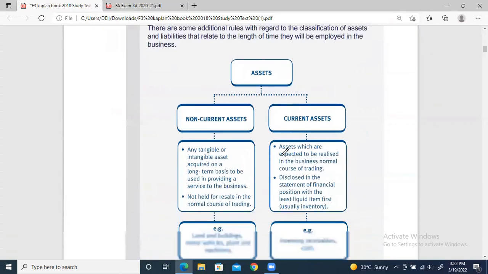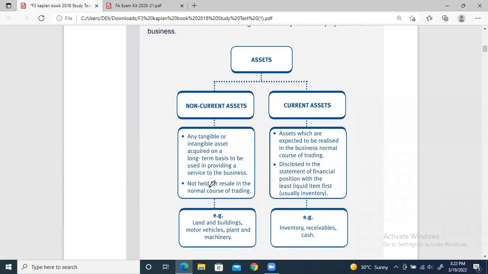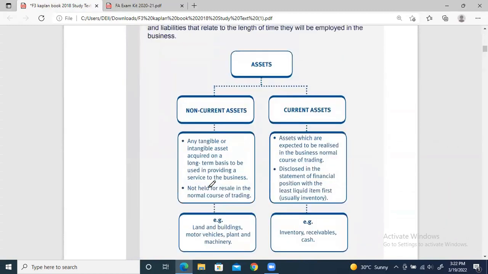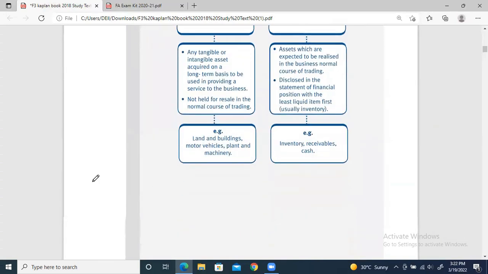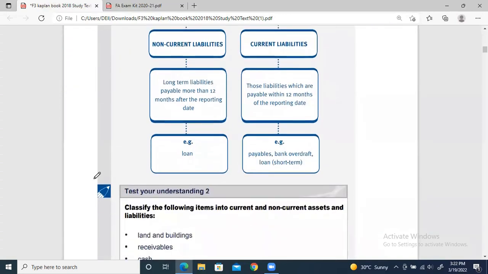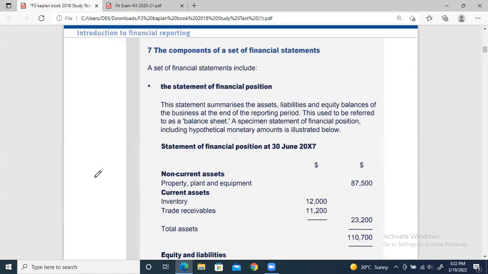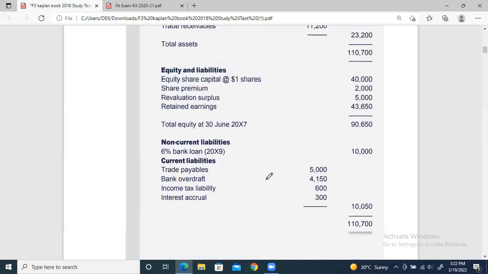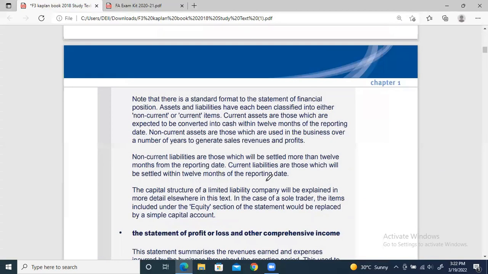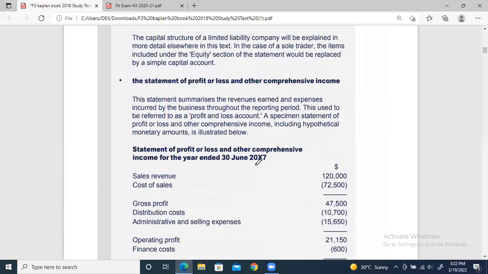Right? Now, the difference between asset and non-current asset. Again, no need to look at this, because there is a separate chapter which I've already discussed with you. The non-current assets and the current assets, both of them I have discussed in very much detail. Now, components of a set of financial statements. I'm also not looking at this, because I'm skipping things we've already done. Financial position, profit or loss, we've already covered in the last lectures, right?